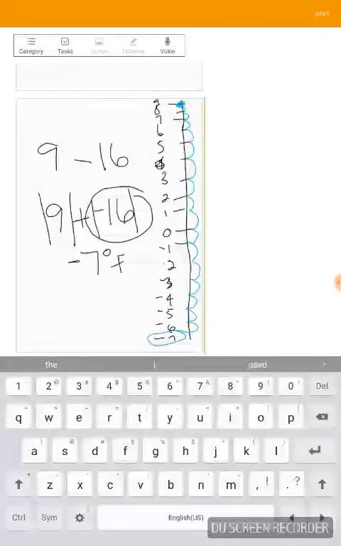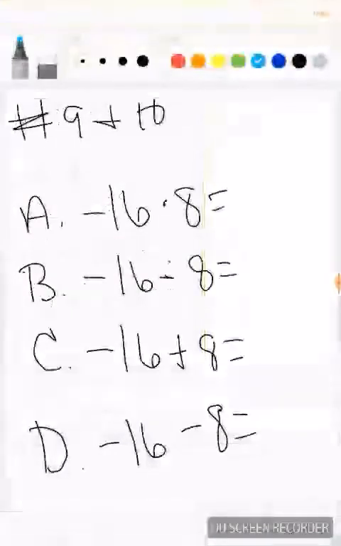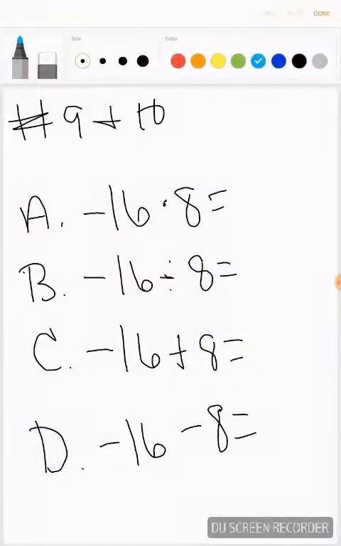All right. The next one, we're just going to go ahead and do 9 and 10 together. So for each of these answers, you would have needed to solve it. So negative 16 times 8. We know if we have different signs, it's always negative when multiplying and dividing. So we know it's going to be a negative. So then we do 16 times 8. You should get a 224.